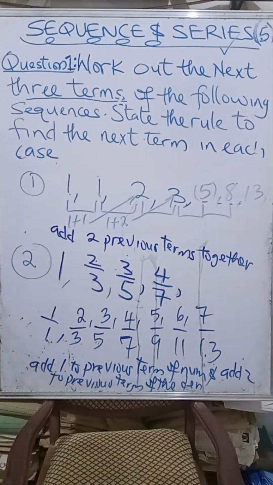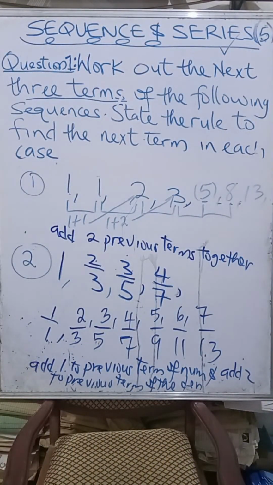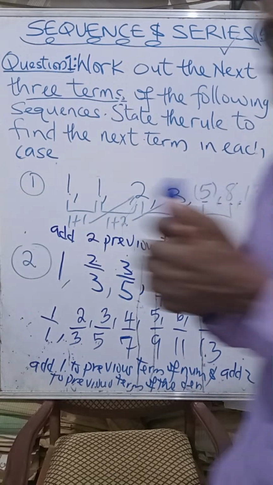You add 1 to the numerator, you add 2 to the denominator, and that is a pattern. That is the rule for that sequence. And that's that on this question.